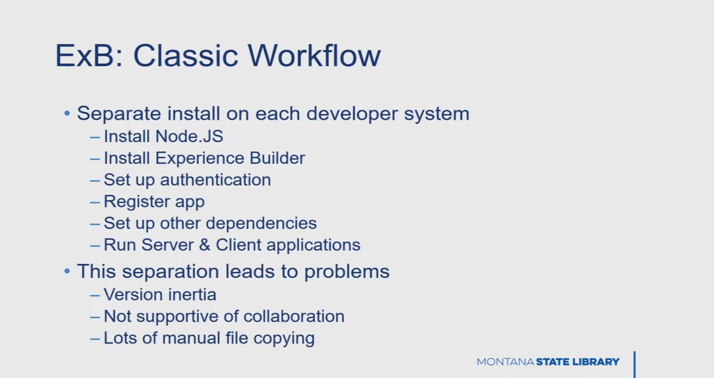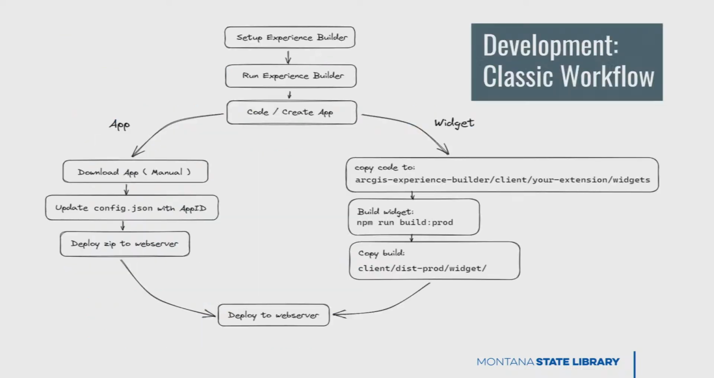So the traditional idea with Experience Builder Developer Edition is it's a separate install for each developer. You have to install Node, you have to install Experience Builder, you set up your own authentication, register your application, and then run the server and the client both on your local development machine. And of course, this leads to getting out of sync type of problems pretty quickly. It's not very collaborative and there's lots of manual copying involved. And this diagram from our friends at Langen kind of sums it up.